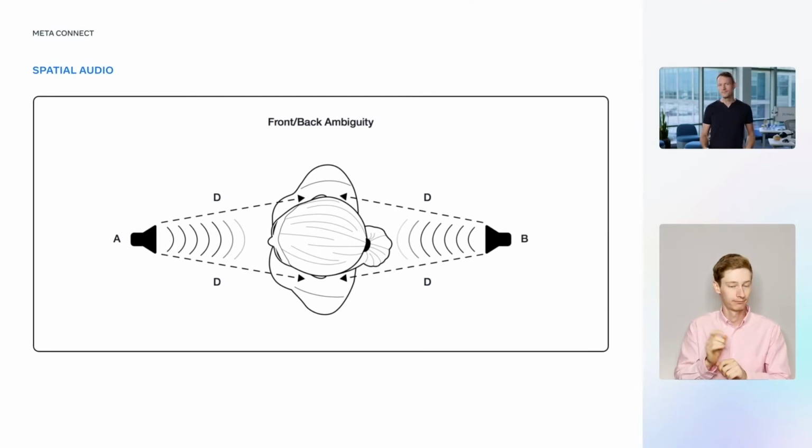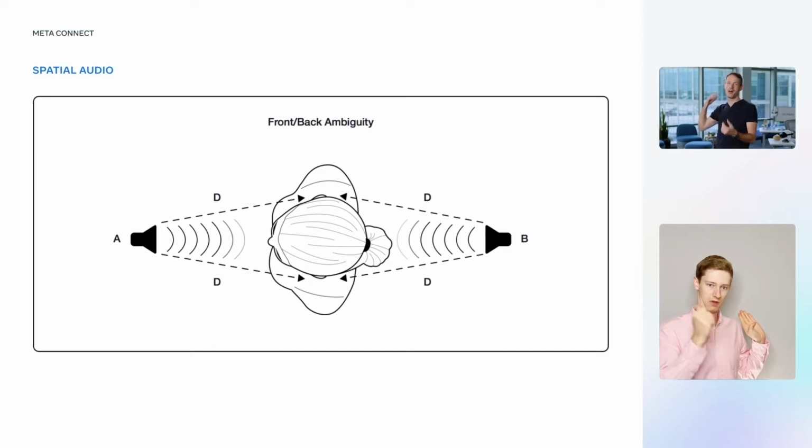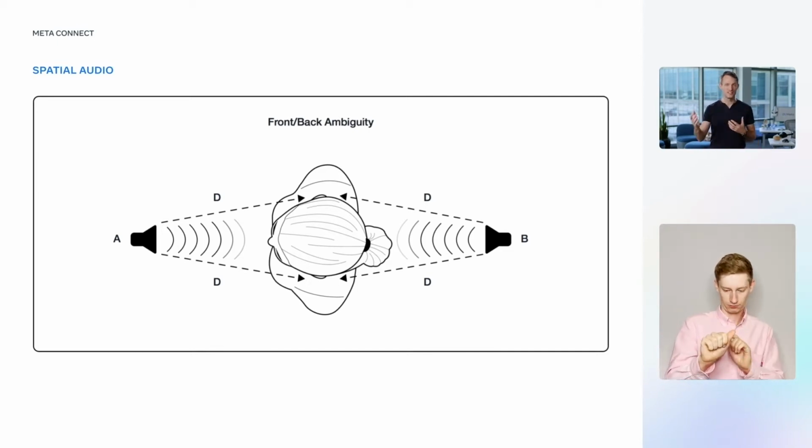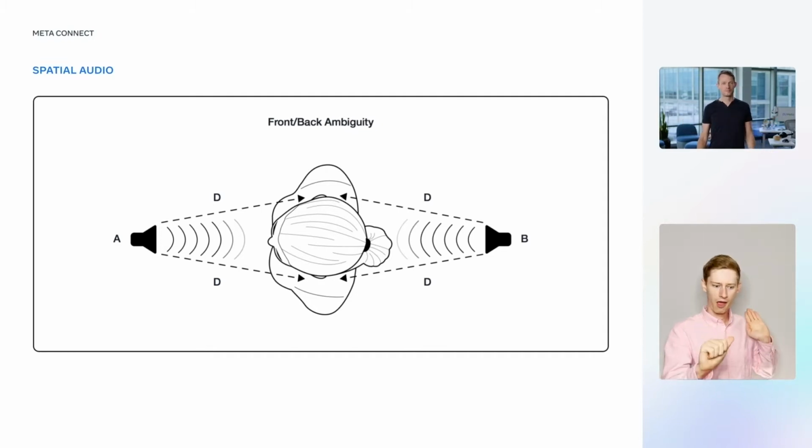On their own, though, these subtle differences in timing and level don't provide quite enough information. For example, imagine placing a sound source either at position A in front of us or position B behind us. Because these distances are equal, the brain can't make a distinction between the two. So, how do we figure this out?